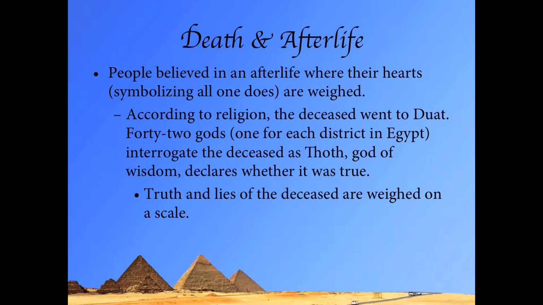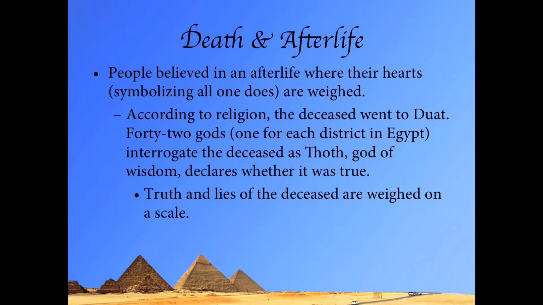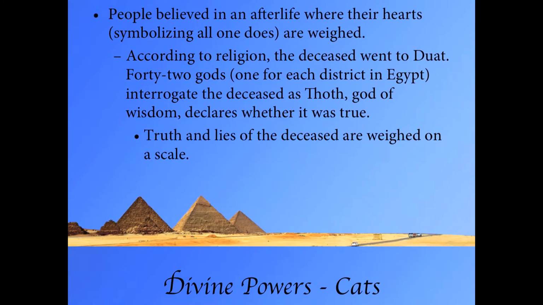Death and the afterlife. People believed in an afterlife where hearts are weighed. According to religion, 42 gods interrogated the deceased about his or her past. 2 questions were asked of the deceased in order to determine whether or not they were worthy of an afterlife. These 2 questions were, have you experienced joy in your life, and have you produced joy in the lives of others? Thoth, the god of wisdom, declared the response as a truth or a lie. After the interrogation, the deceased's heart is placed on a scale as the truth and lies are weighed. Those who answered truthfully achieved peace in the afterlife, and those who didn't were denied a second chance.